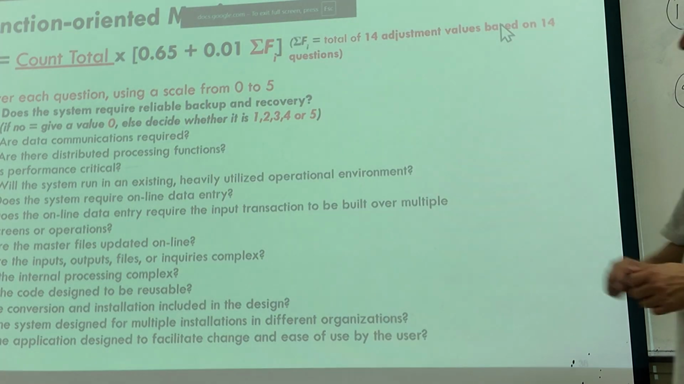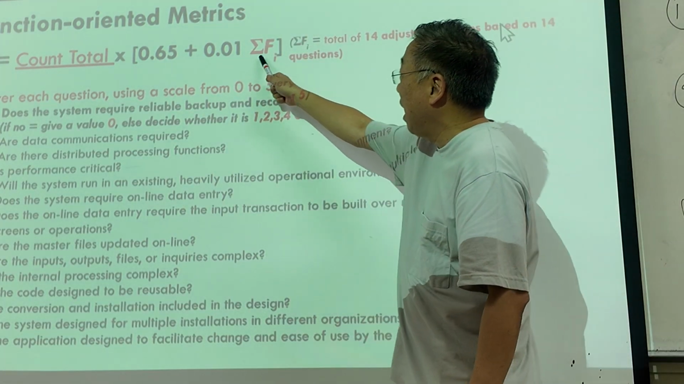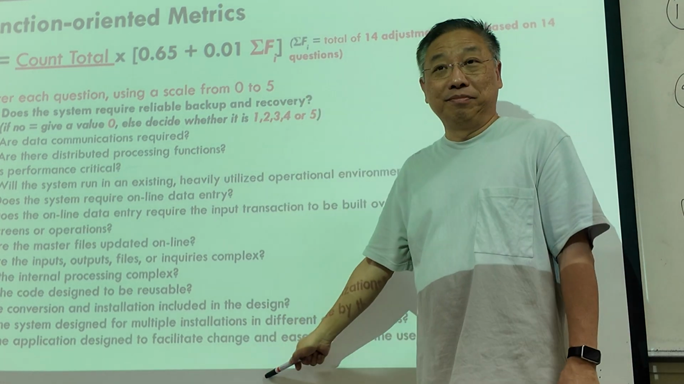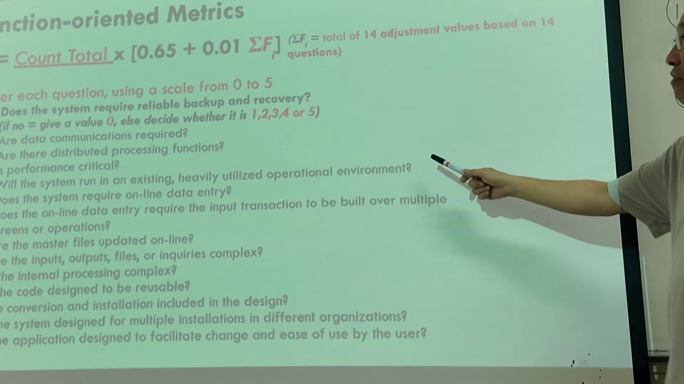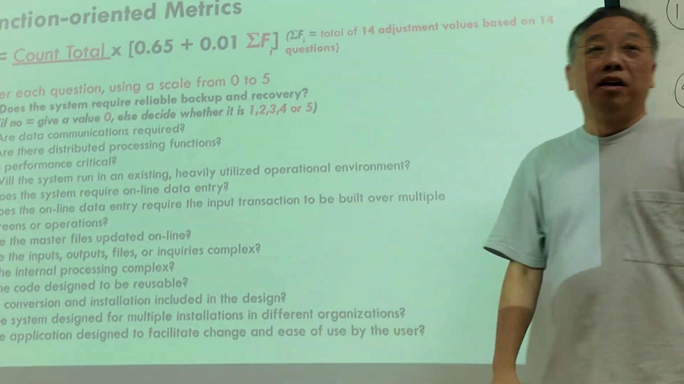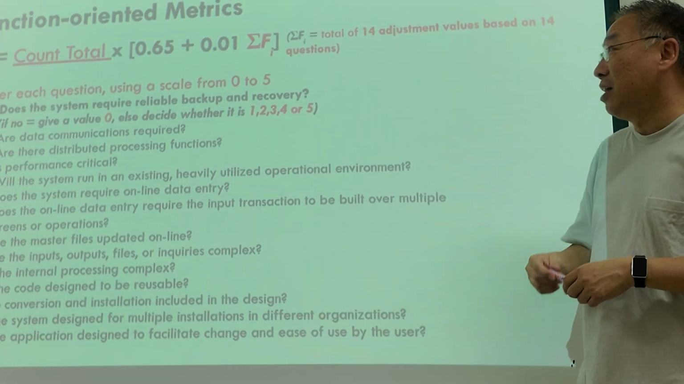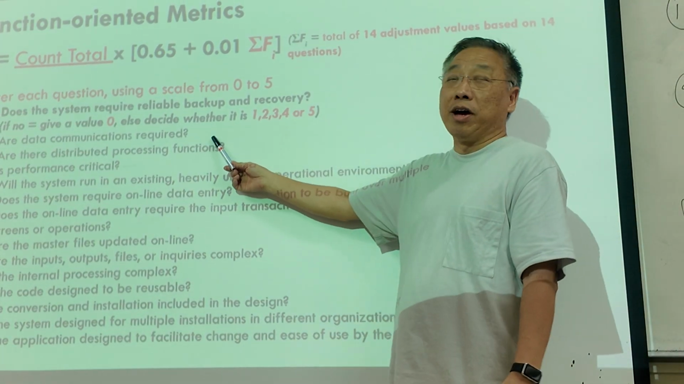So the sum of this one, Fi, there are 14 questions you have to answer. And each question you can give it a value of 0 to 5. So 5 for the most complex, 0 for the least complex. Okay? So are data communications required in your system?